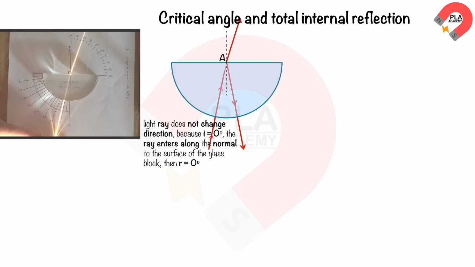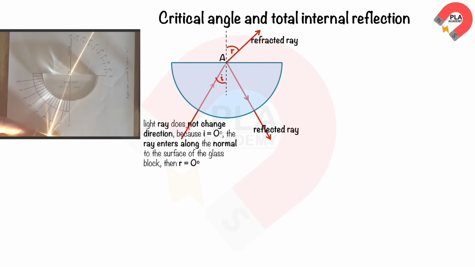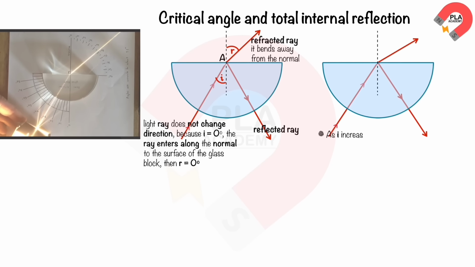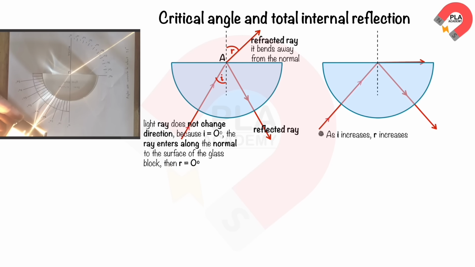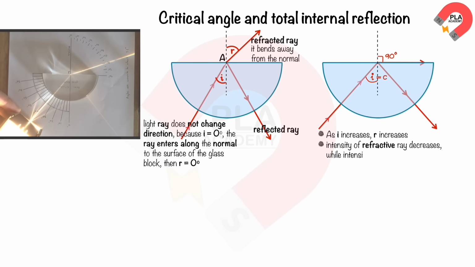As the ray reaches the point A, some rays reflect and some rays refract. When a ray of light travels from a denser medium, glass, to a less dense medium, air, it bends away from the normal. As the angle of incidence, I, increases, the angle of refraction, R, increases. The intensity of the refracted ray decreases, while the intensity of the reflected ray increases.